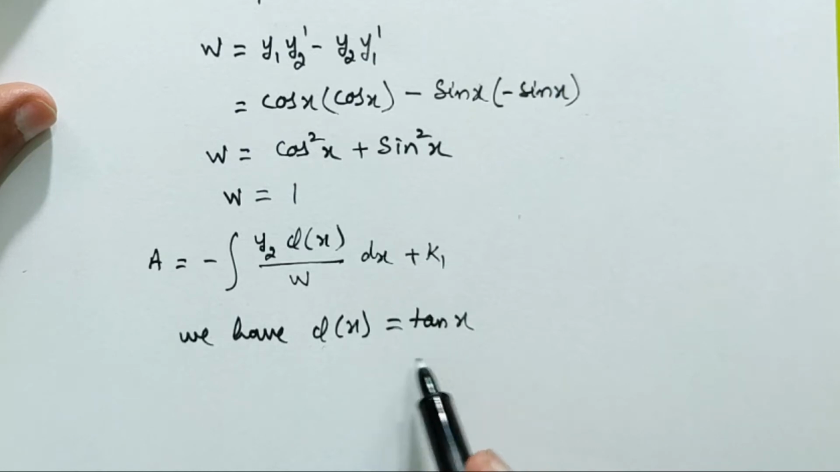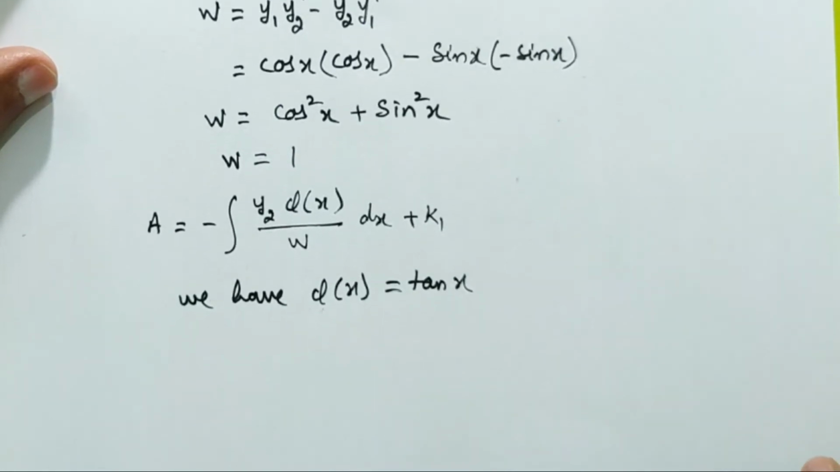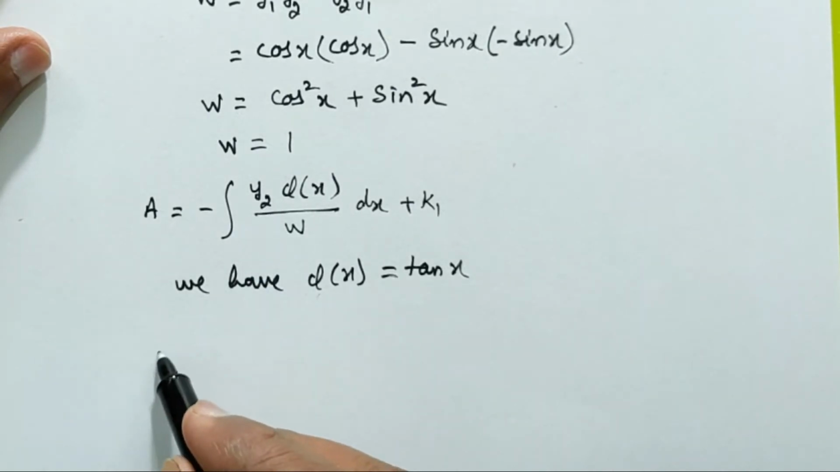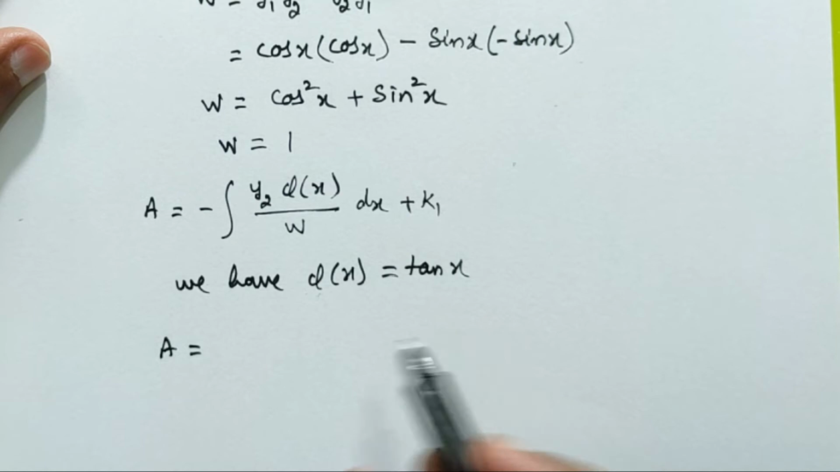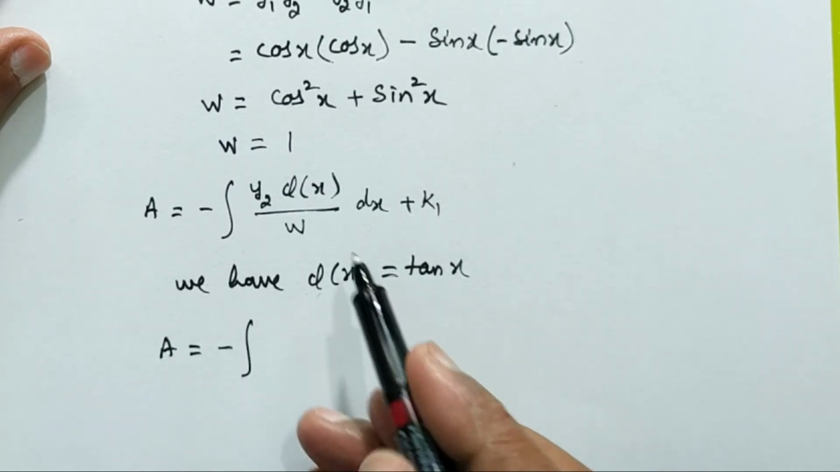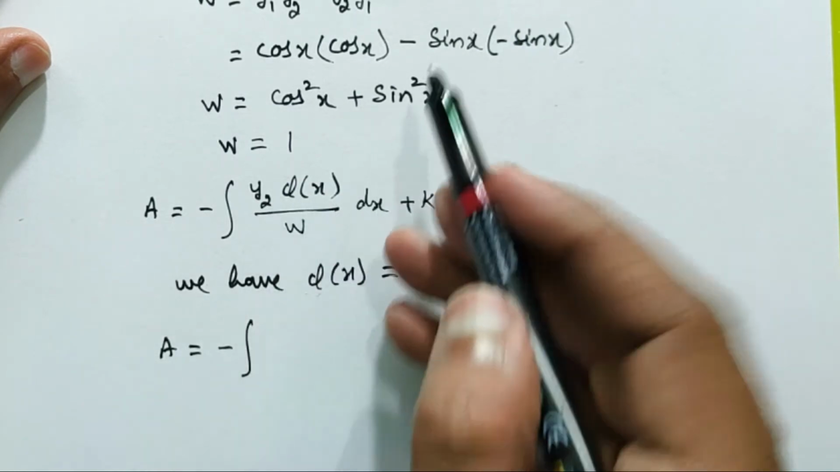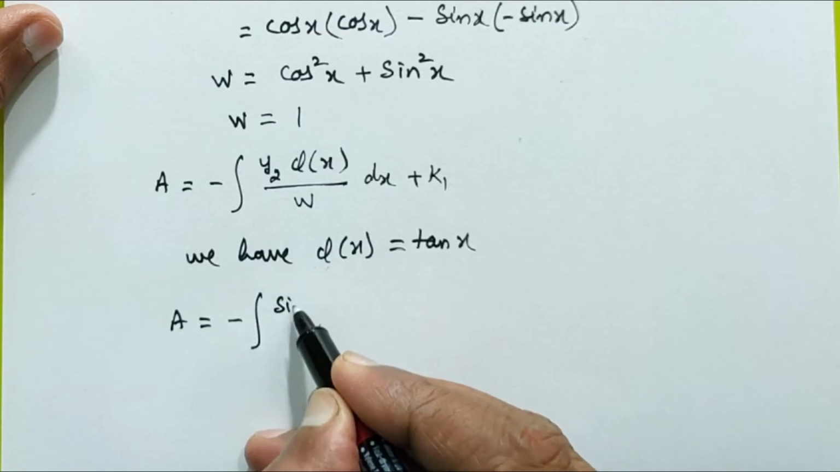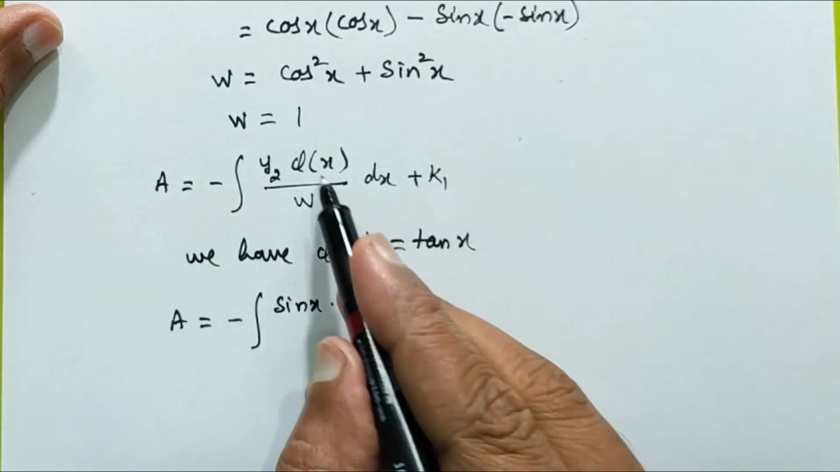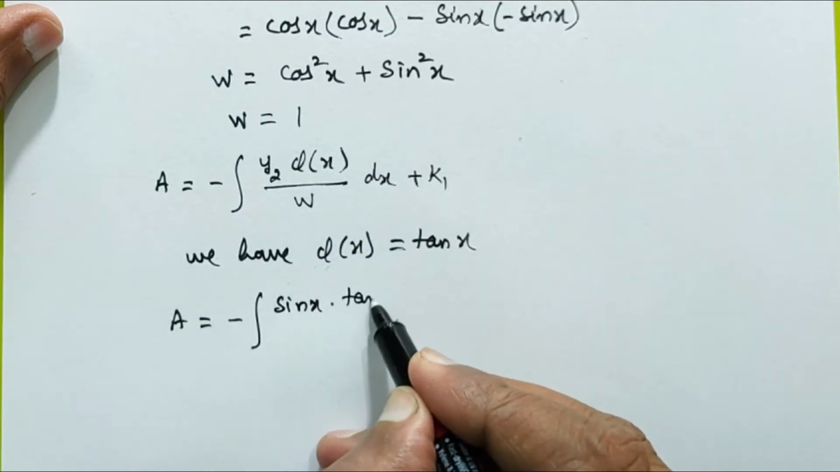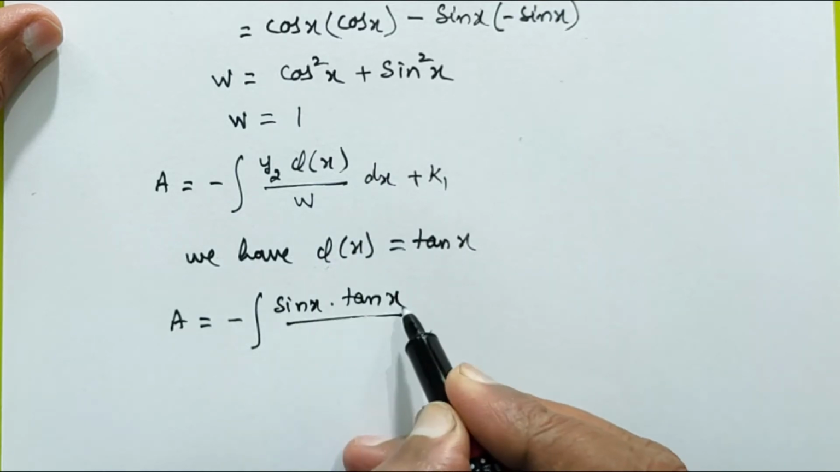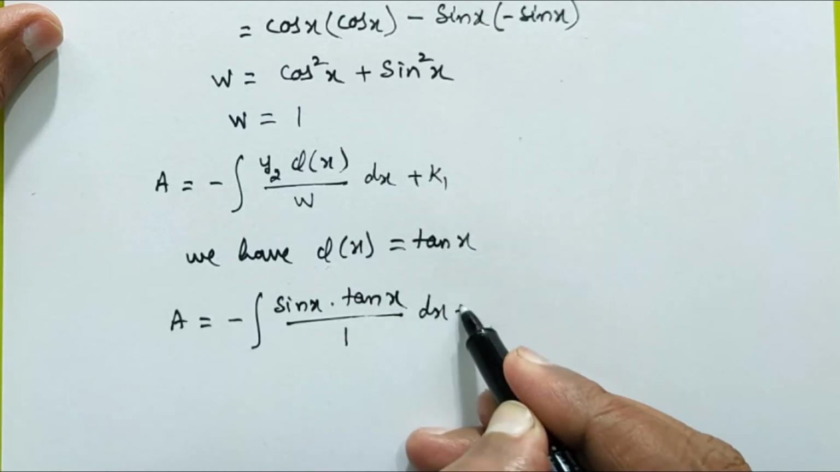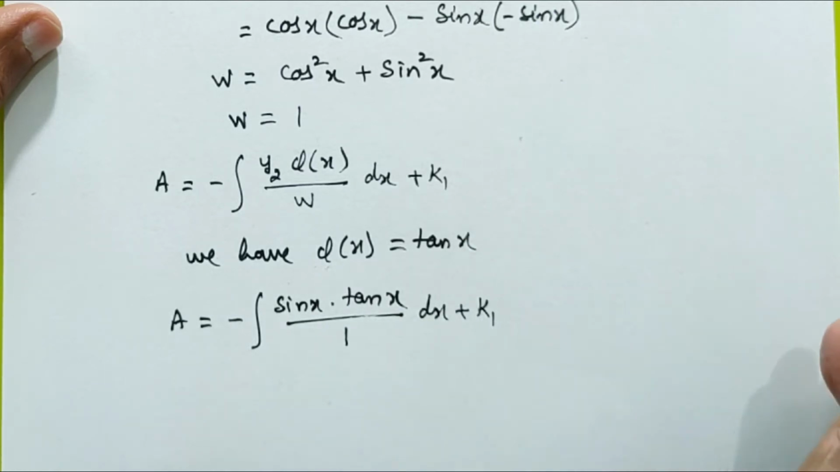Therefore the value of phi of x will be nothing but tan of x. So if I just plug in over here, the value of A will be nothing but minus integral of y2 times phi of x divided by W. The value of y2 is sin of x, and phi of x is tan of x, and the value of W is 1, into dx plus the constant k1.